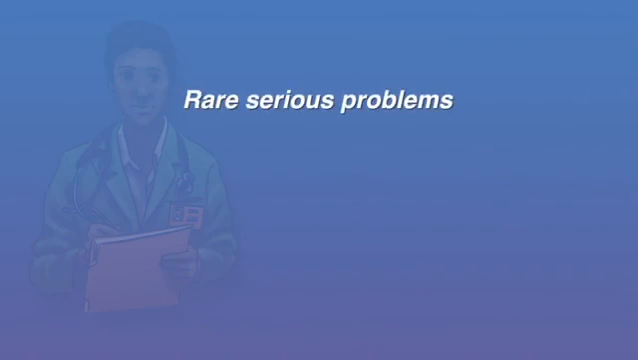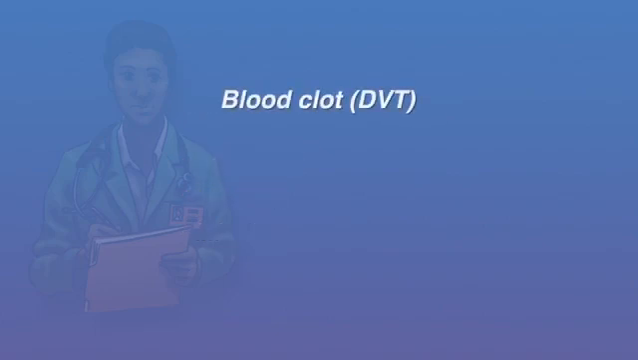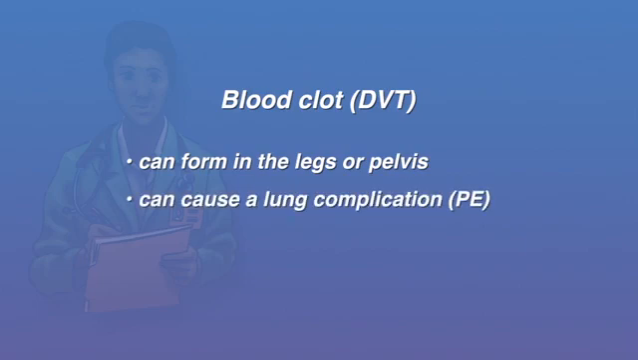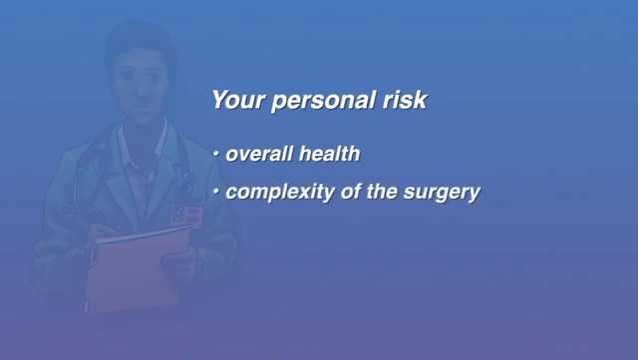Rarely, serious problems may occur, such as a tear or an injury to the upper GI tract. Severe bleeding or infection may result. A blood clot or DVT can form in the legs or pelvis during or after any surgery. It can cause a lung complication called a PE, or pulmonary embolism. Steps are taken by your care team to help avoid this complication. Your personal risk of complication relates to your overall health, the complexity of the surgery, and the experience of your surgeon.